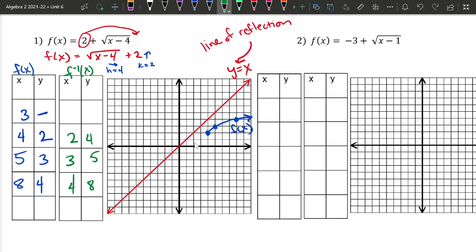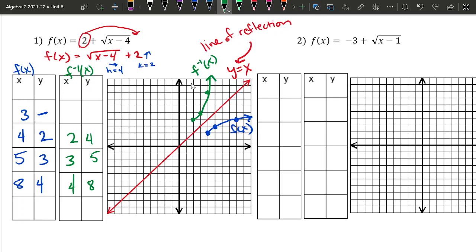So 2, 4 is right here. And then 3, 5, and 4, 8. So there's the new values, and then I draw the curve. And that is f inverse of x. And you can see it's reflected across the red line. So that is how you find the inverse graphically.